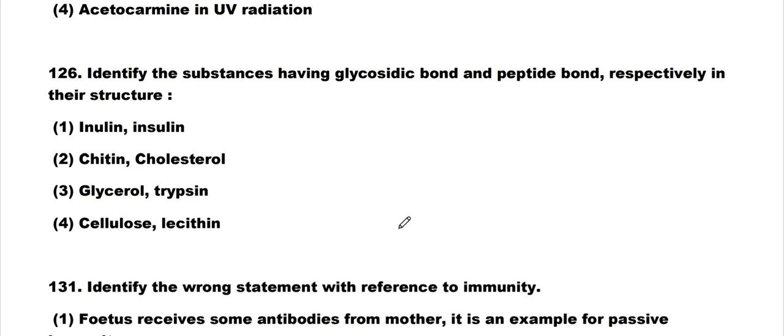Next, question number 126. Identify the substances having glycosidic bond and peptide bond respectively in their structure. Glycosidic bond is present in sugars and peptide bond is present in proteins. Please identify which is a sugar and which is a protein. Let us find the first option. Inulin is a polysaccharide, a homopolysaccharide of fructose, correct? Insulin is a protein. So your answer for 126 is 1.